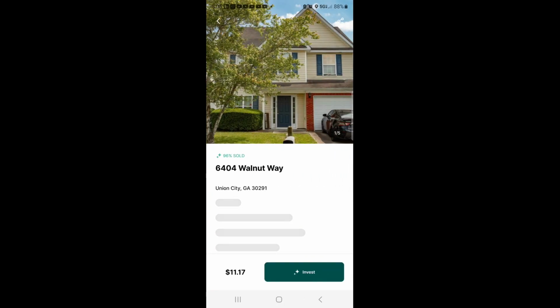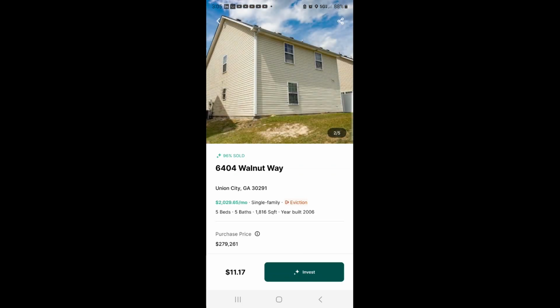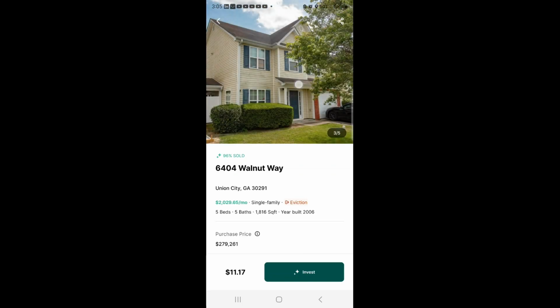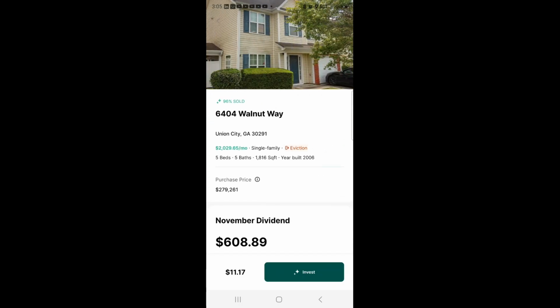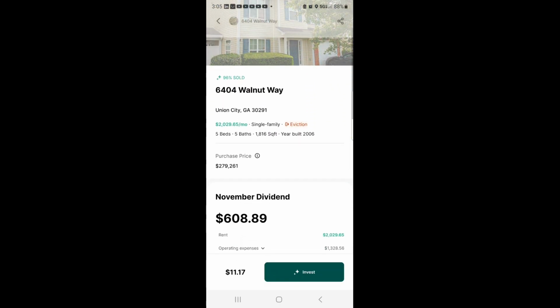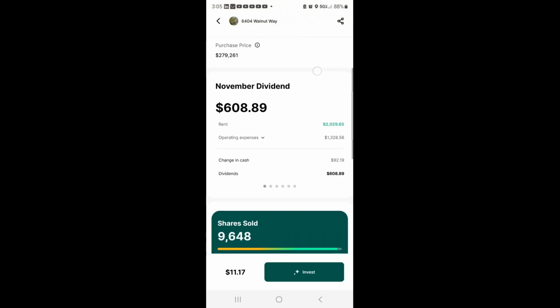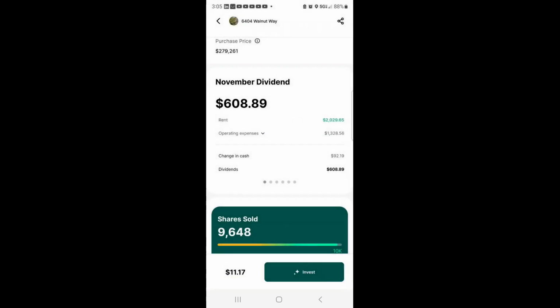You click on the particular property, and of course it's easy to see the actual property itself. It shows the monthly rent, single family, 5 bedrooms. Okay, cool. It's the same information you see on Zillow. But here's where I have a particular problem.